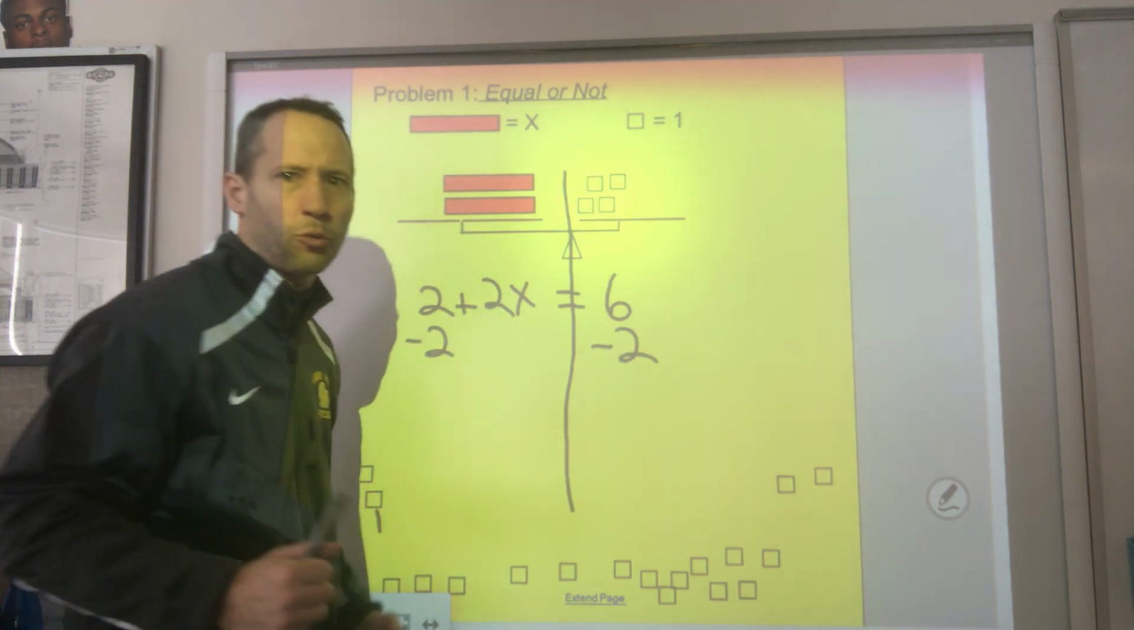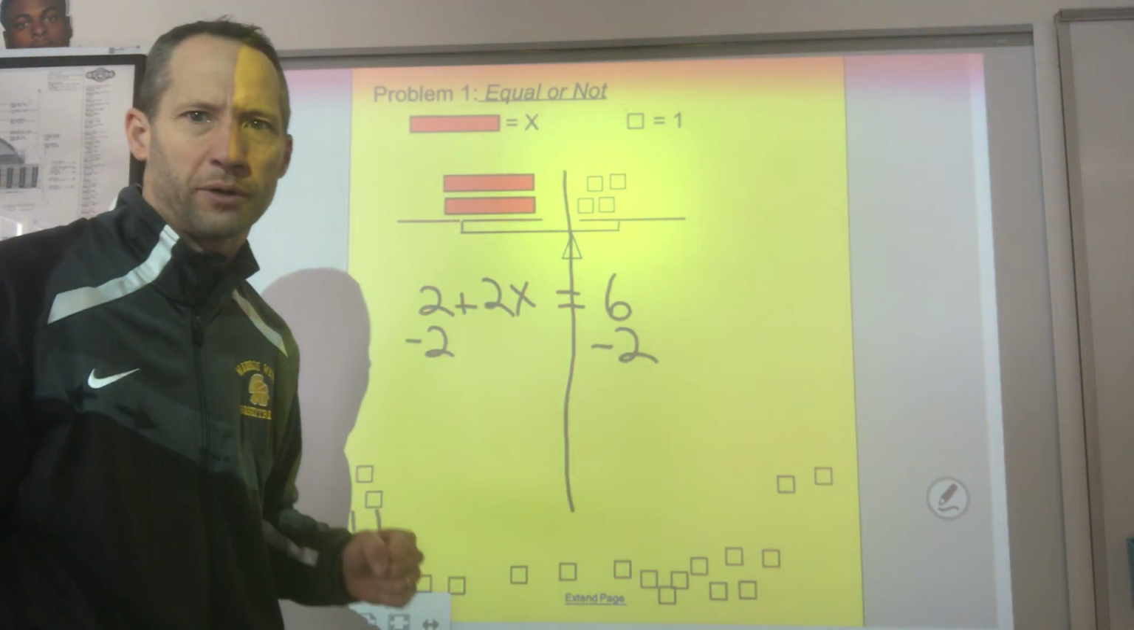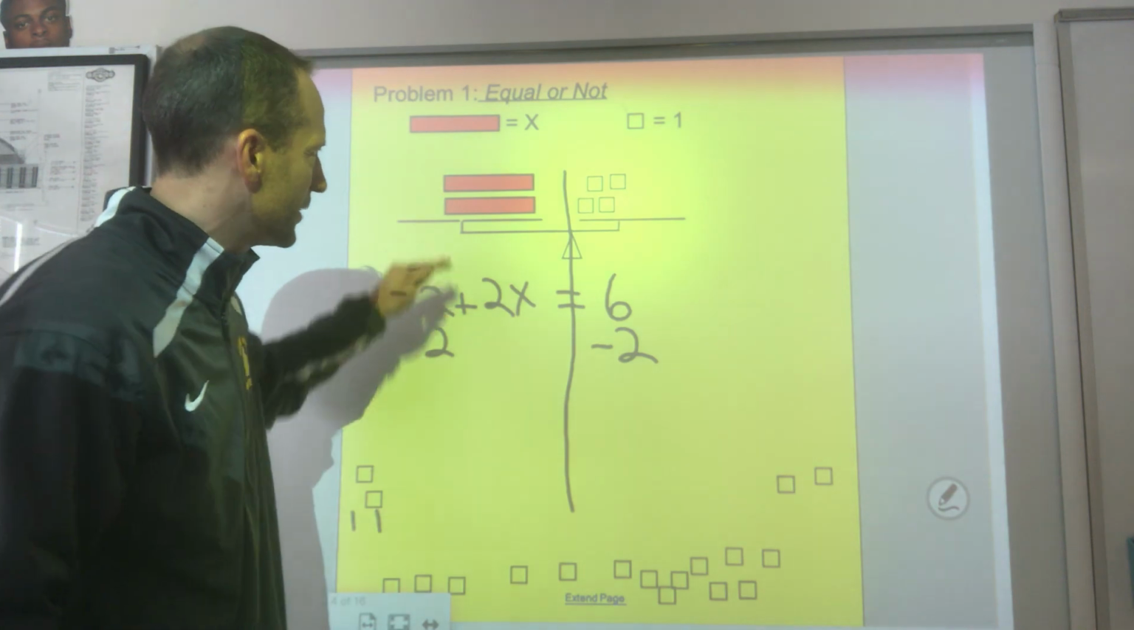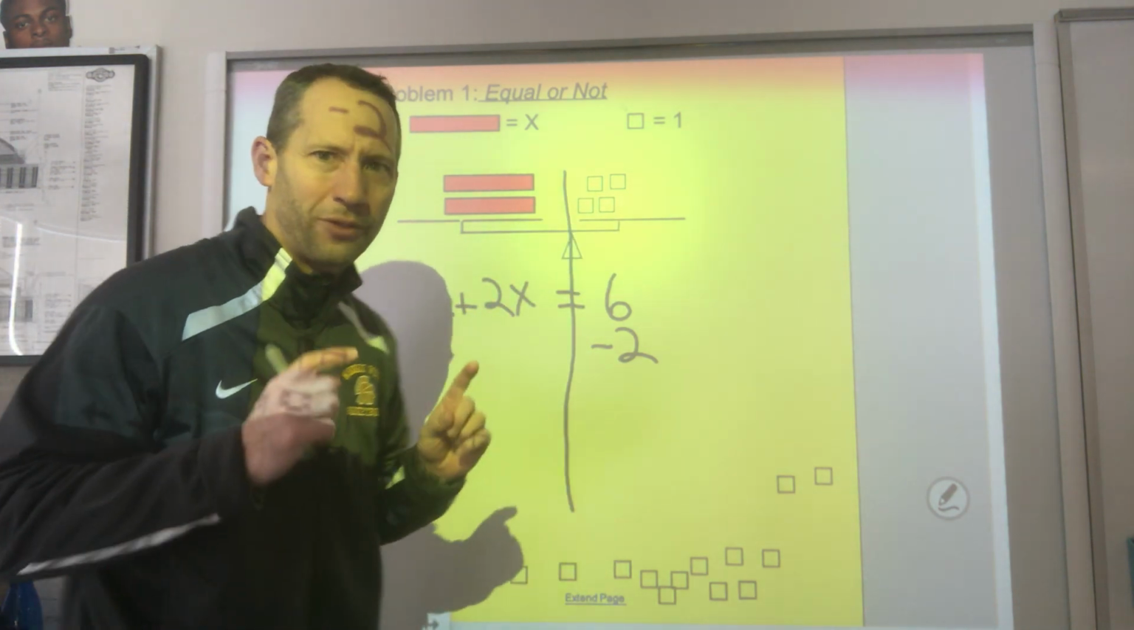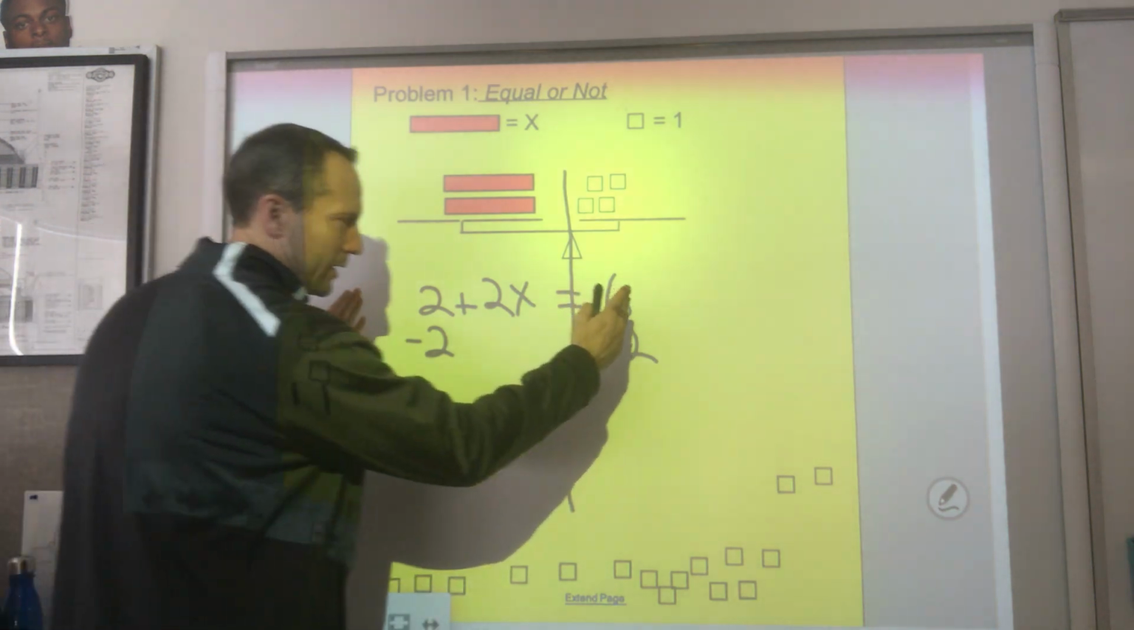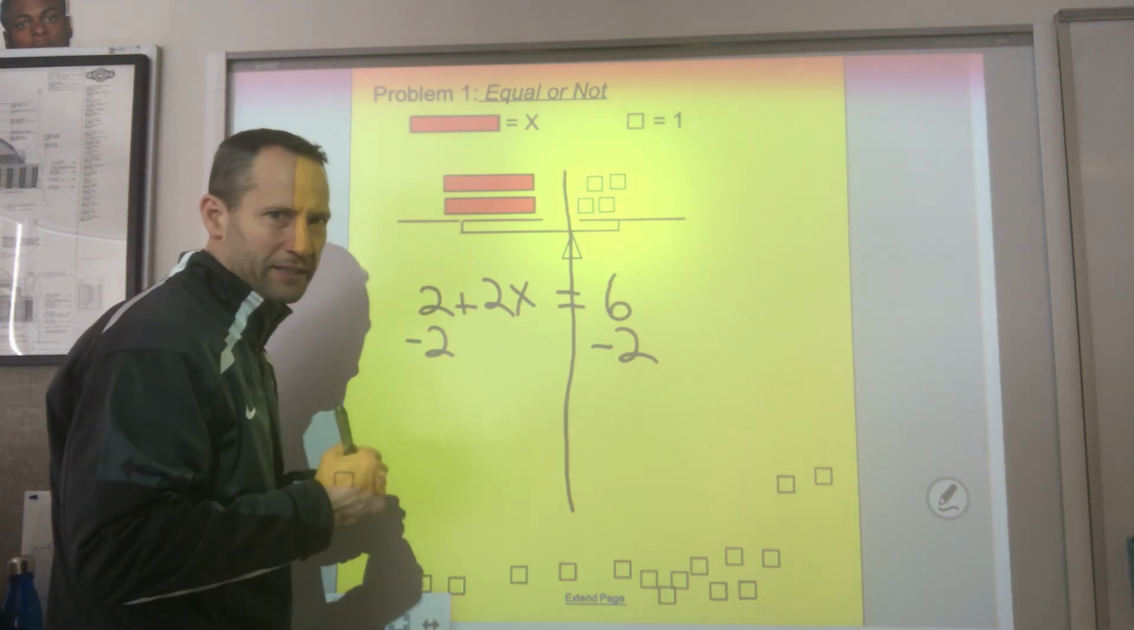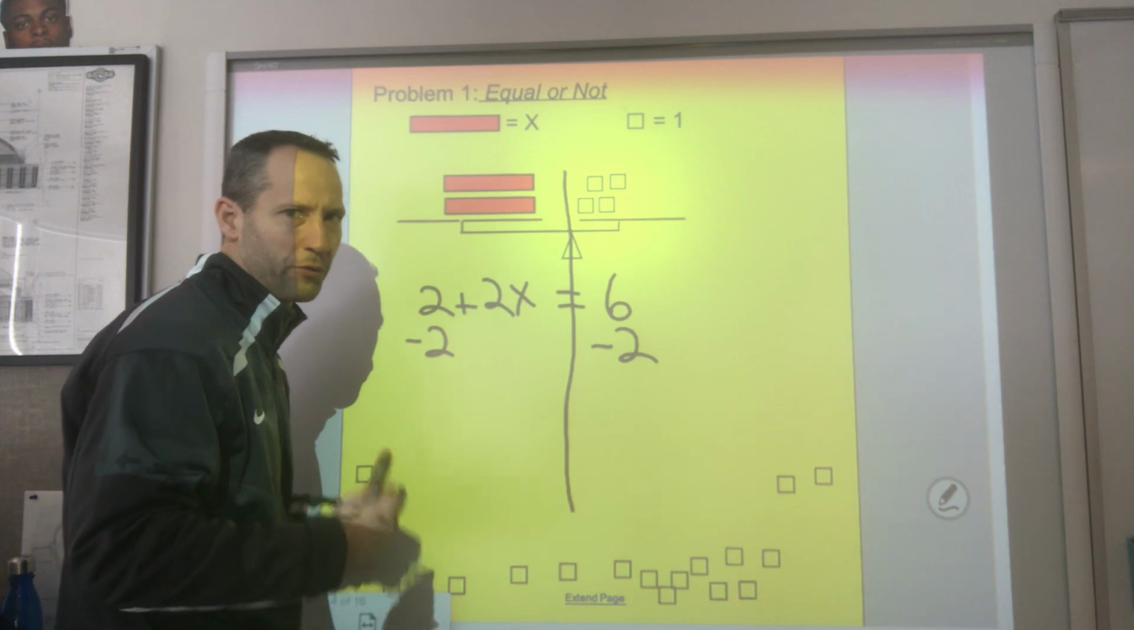And I asked students, well, why did we do it to both sides? Why was that important? And again, they knew, well, if I don't do it to both sides, it's no longer going to be balanced or equal. And so that, again, is the key concept. Notice I showed it on both sides. And again, this is something that you will see over and over and over in every equation.